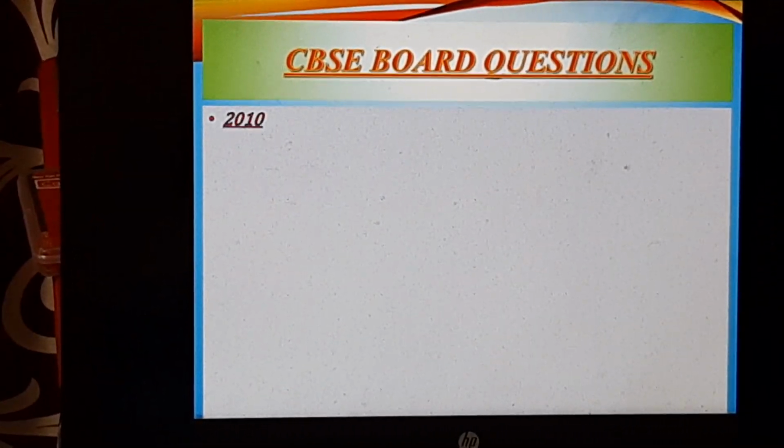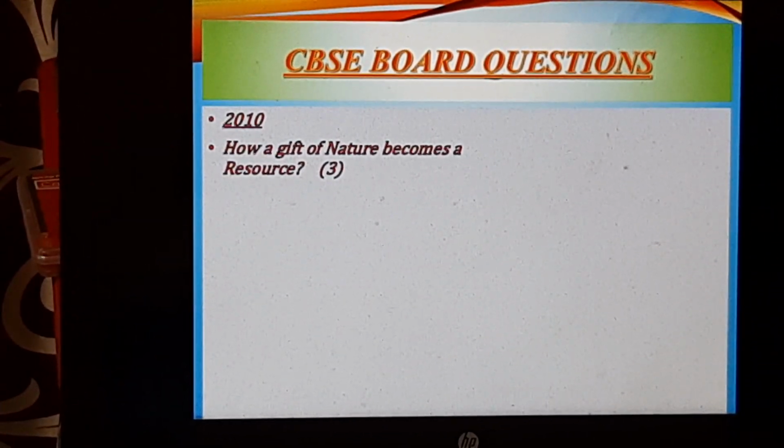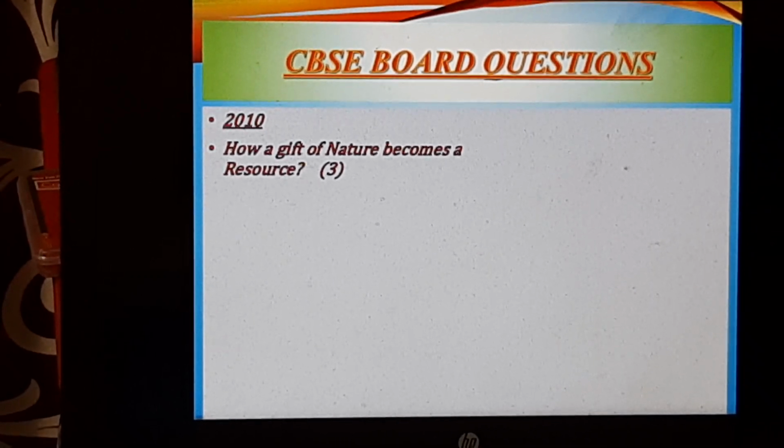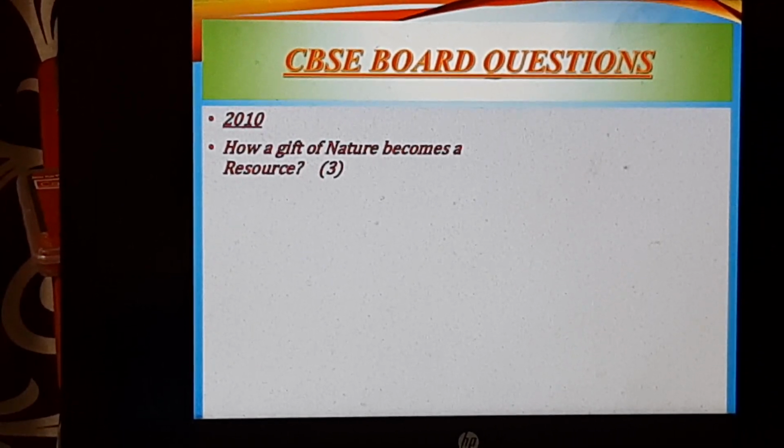Okay, now next we are moving to the board questions of this chapter. Now 2010, the first question, how a gift of nature becomes a resource. It is how that resource is being transformed.